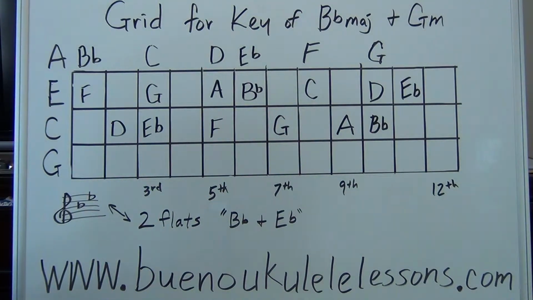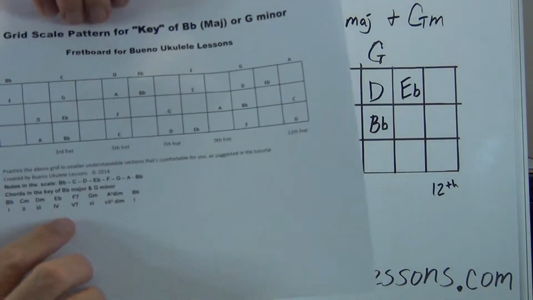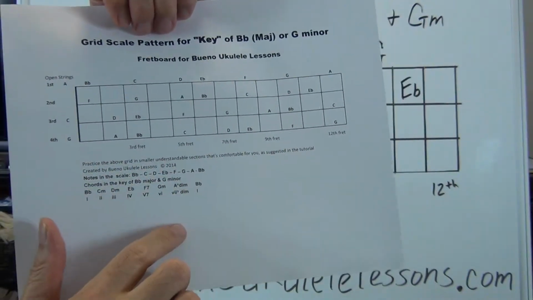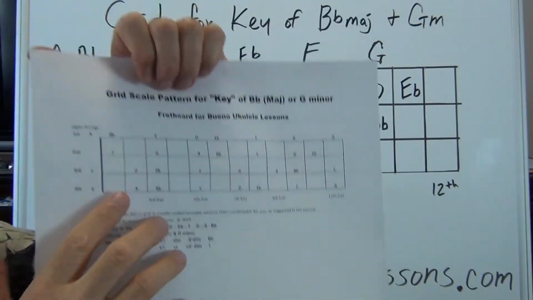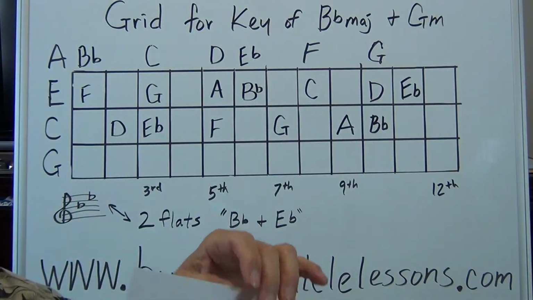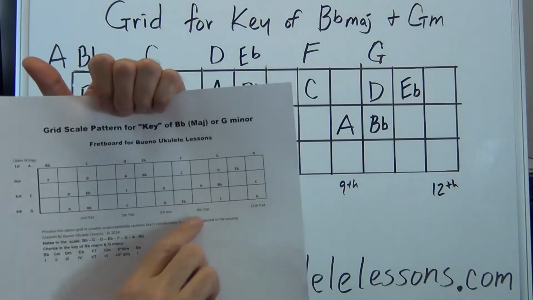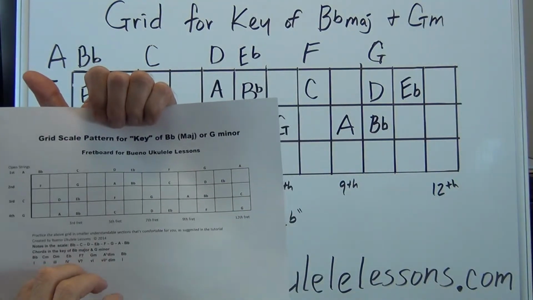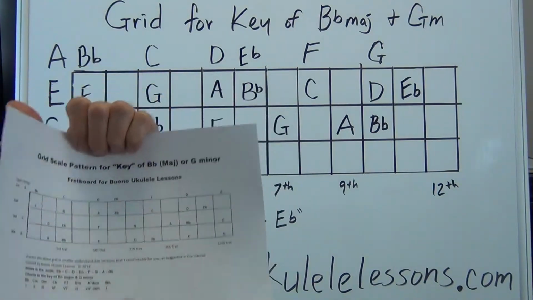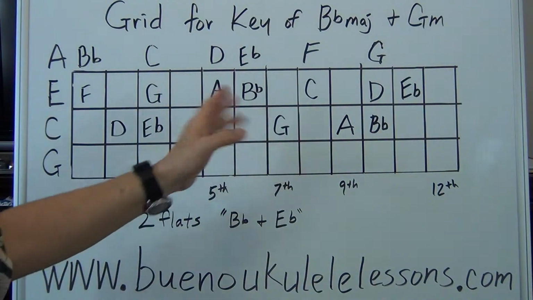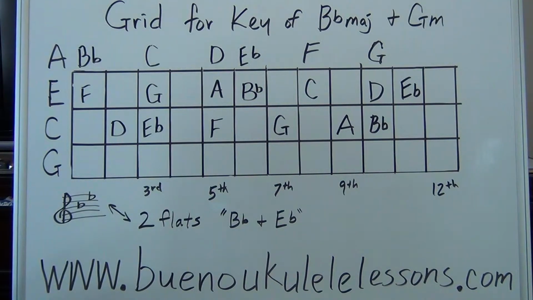So technically, if you play in the key of B flat major or G minor in conjunction with the family of chords, the family of chords which was discussed down here, the family of chords of B flat major and G minor works together with the grid, the fretboard scale pattern. By understanding both of them and how they work together, you can play any note you want and it will fit in that key and that family of chord sequence.